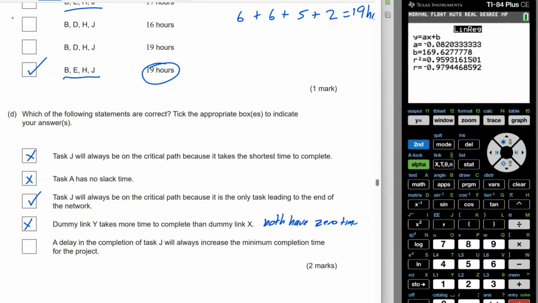Remember, it's not really an allocation, it's just a direction of your resources. A delay of the completion of J will always increase the minimum completion time. Well, that has to be true because it's always on the critical path no matter what. So those two are going to be your correct answer there.